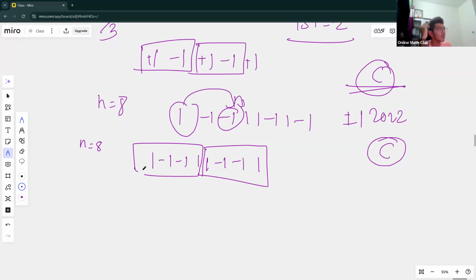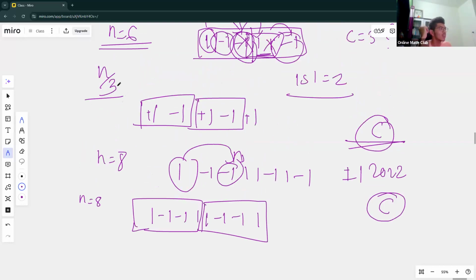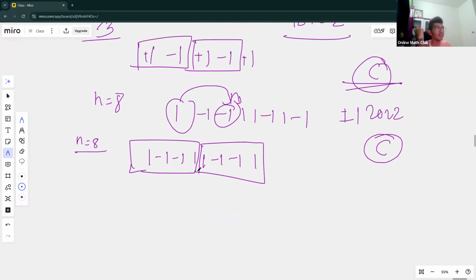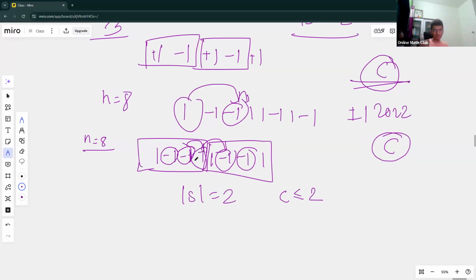So to not go for n by 3, if you try this condition for n equal to 8, what can be the maximum C here? If you choose any of these, suppose you choose minus ones, this minus one, this minus one, you have to choose some one, then these two minus ones, right? So the maximum S you can get is 2. So C is less than or equal to 2. So even for 8 we get C equal to 2.